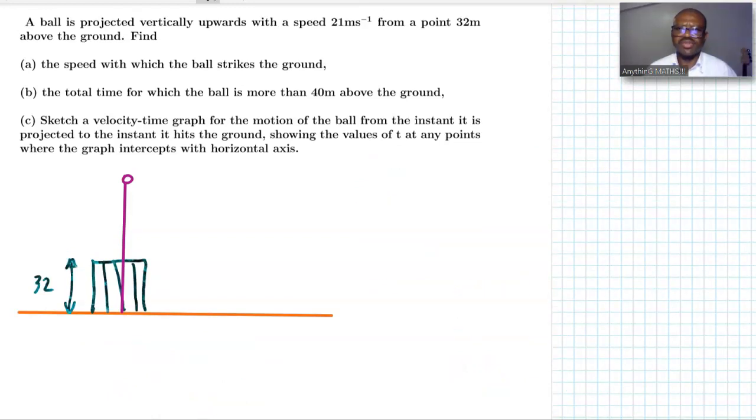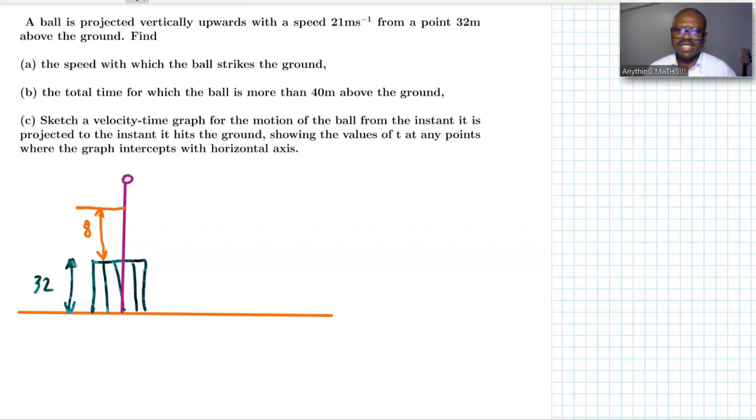The next one is the total time for which the ball is more than 40 meters above the ground. There are so many ways to do this. I'm going to work it out this way. When we add 8 to 32, you get 40. So imagine from where it was hit, from here to there, that place is 8. Okay?